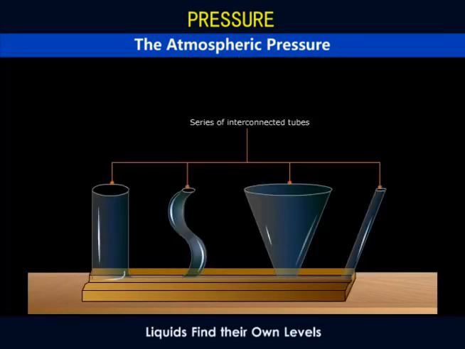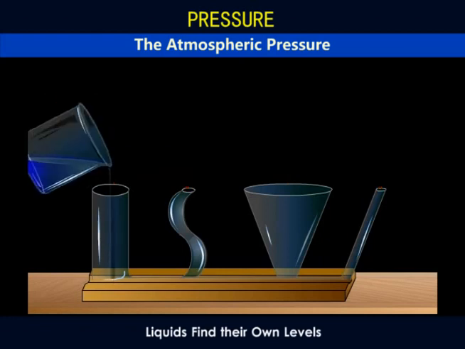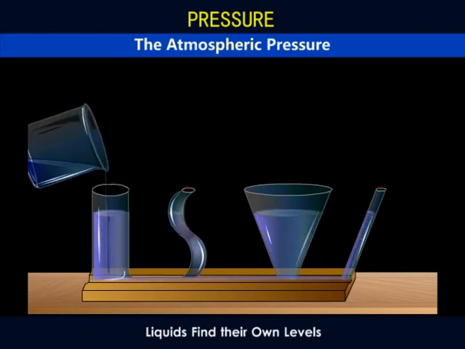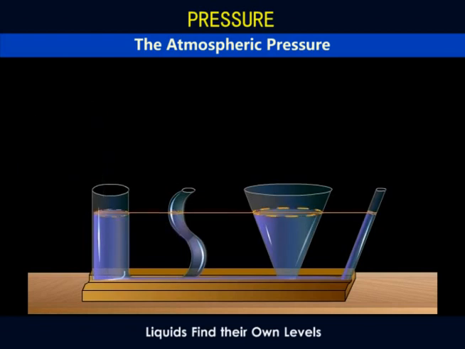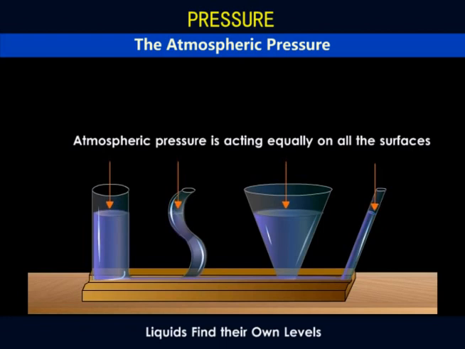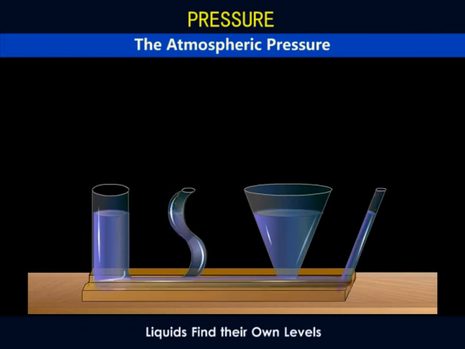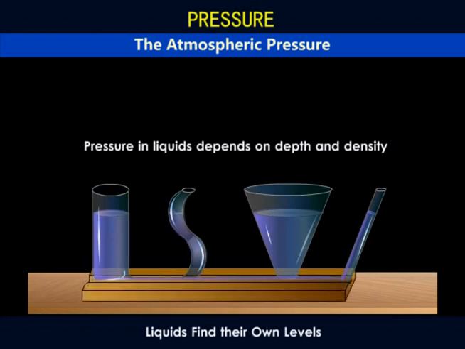Consider a series of interconnected tubes of different shapes. When a liquid is poured into one of them, it flows into the others until the liquid stands at the same horizontal level in each of the tubes, even though the areas of cross-section are different. And this is because the pressure acting on the liquid surface is atmospheric pressure and is equal on all surfaces. Similarly, the pressure at the bottom of each tube will be equal since pressure in liquid only depends on depth and density.